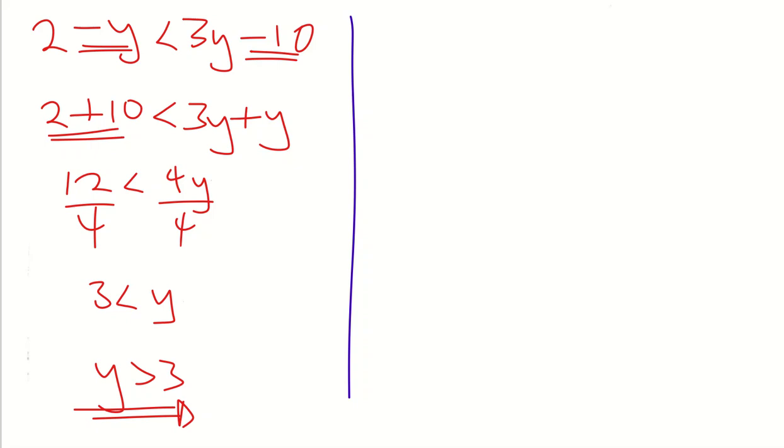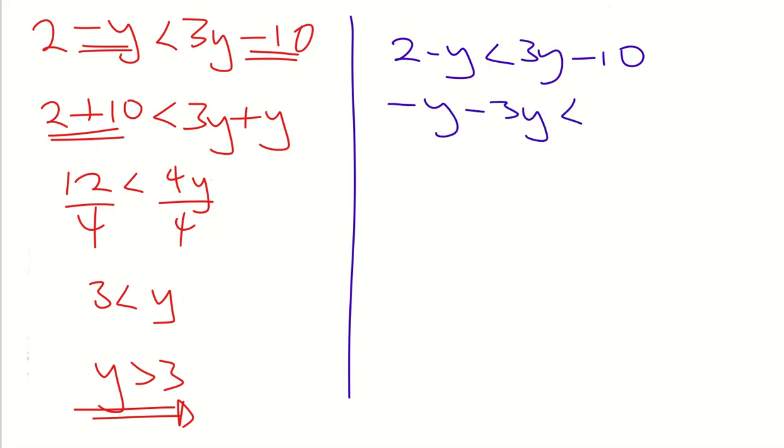Moving to the second working, let's say we put the y values on the other side, where we have 2 minus y less than 3y minus 10. So you put the y values on one side, let's say here you say minus y minus 3y less than minus 10, and the positive 2 goes to this side and becomes negative 2. So negative y minus 3y gives negative 4y, which is less than negative 12.